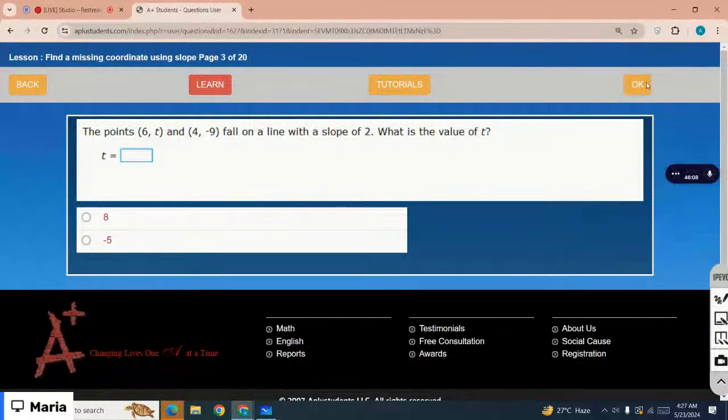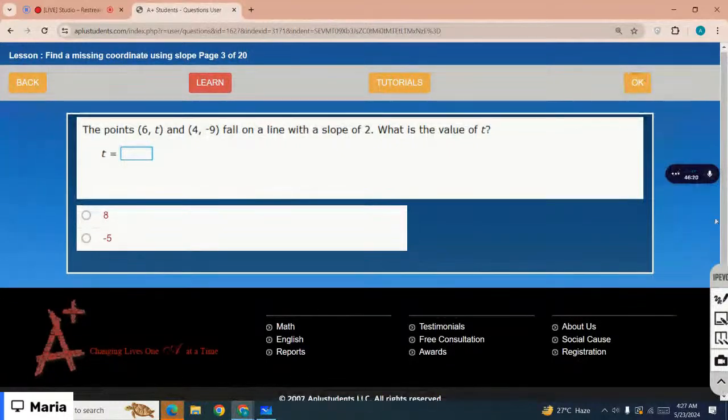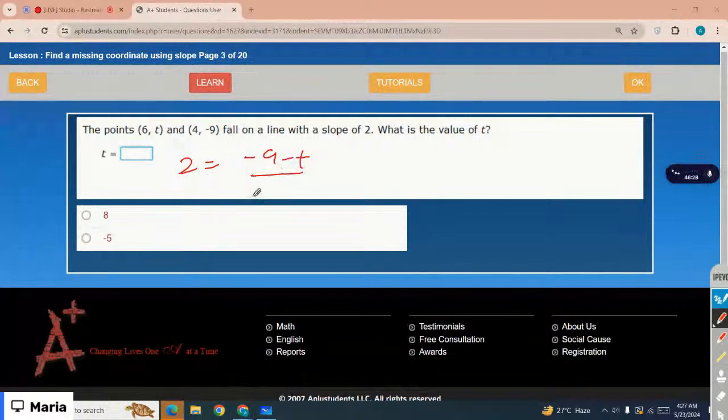The points (6, t), (4, -9) fall on a line with a slope of 2. What is the value of t? So the slope is 2. That is y2 minus y1, -9 minus t, divided by x2 minus x1. 2 equals (-9 minus t) divided by -2.